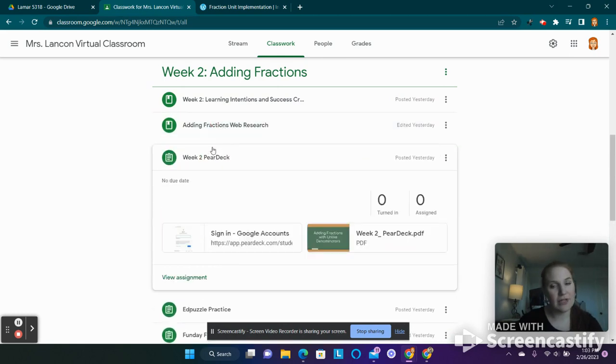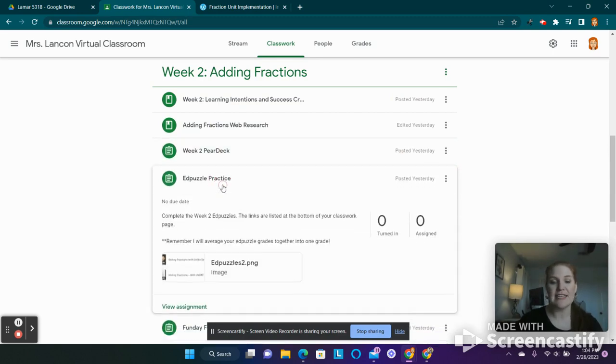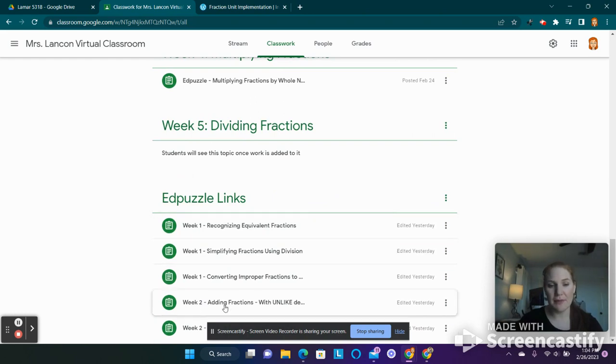The Pear Deck, every week I start off with a Pear Deck. Then the Edpuzzle practices, Fun Day Fridays, and the week 2 quiz. Down here is where I do all my Edpuzzle quizzes. Right here, it tells which week they are, and so my students know how to easily get in and find that information.